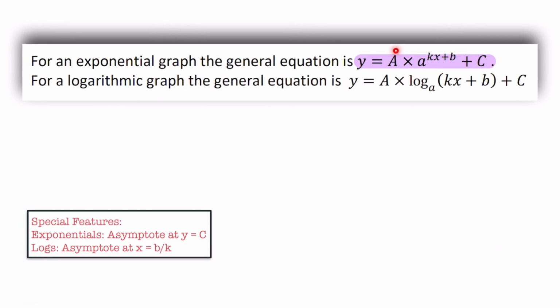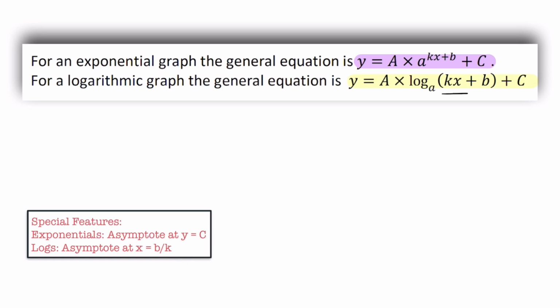Both a and k are dilation factors, and b and c are translations. And then, of course, for our log, we've got this rule over here. In this case, a and k are once again our dilation factors, and b and c are our translations. You need to know that for exponential graphs, the key feature is an asymptote at y equals c, and for logs, the asymptote is at x equals b on k.